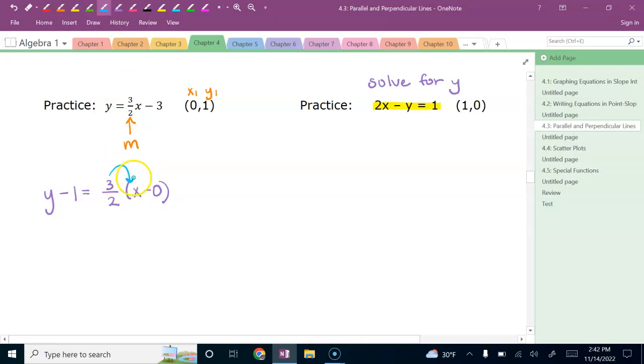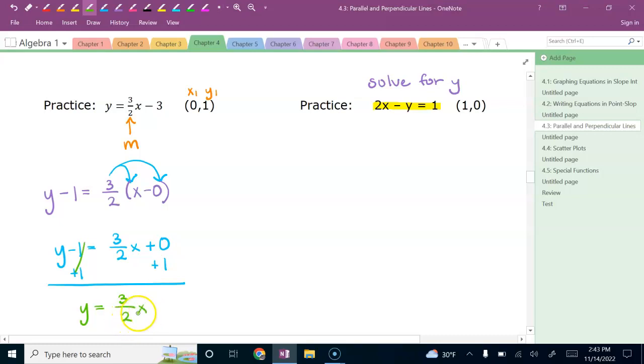Then I distribute the 3 halves. So I have y minus 1 equals 3 over 2x, and then 3 over 2 times 0 is just 0. Then I needed to add 1 over here. And again, you can think of this as plus 0 if you need to. So the equation should have said y equals 3 over 2x plus 1.